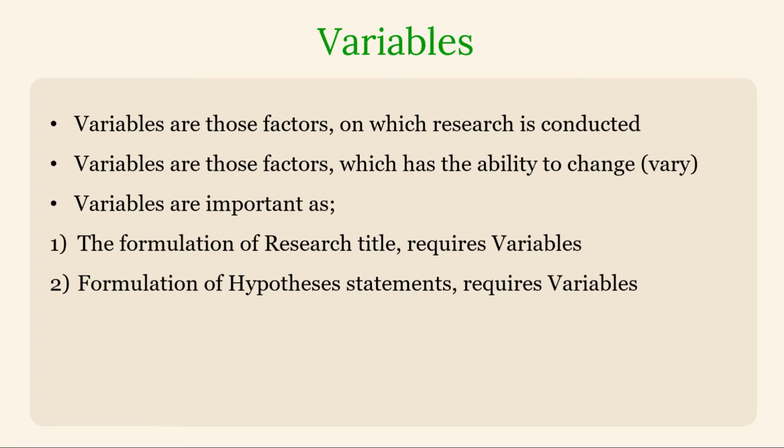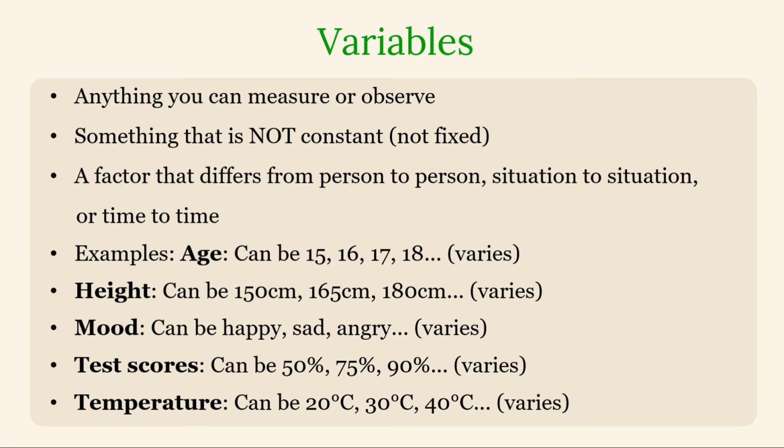So variables are those factors which are included in the research. Those factors which can vary, that is they have the ability to change, are called variables. Anything a researcher can measure or observe, and which is not constant or fixed, and differs from person to person, situation to situation, or time to time, is called a variable. Let's understand it with simple examples.